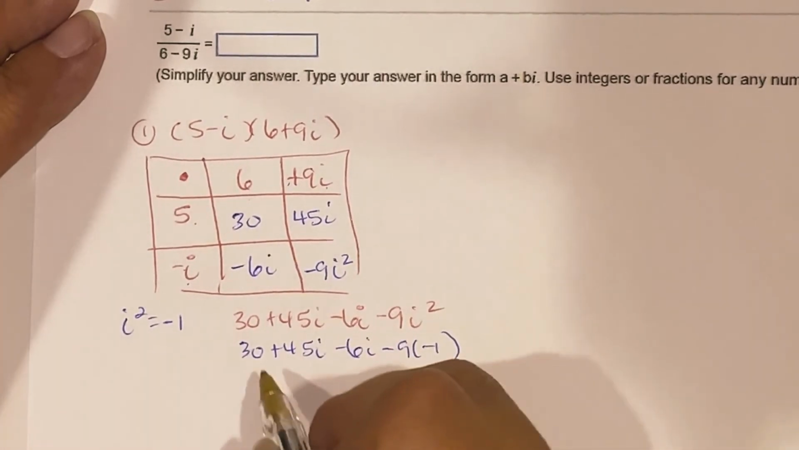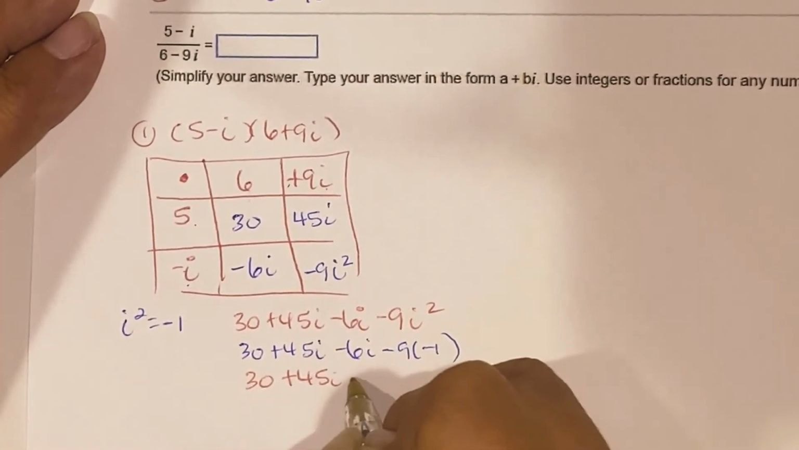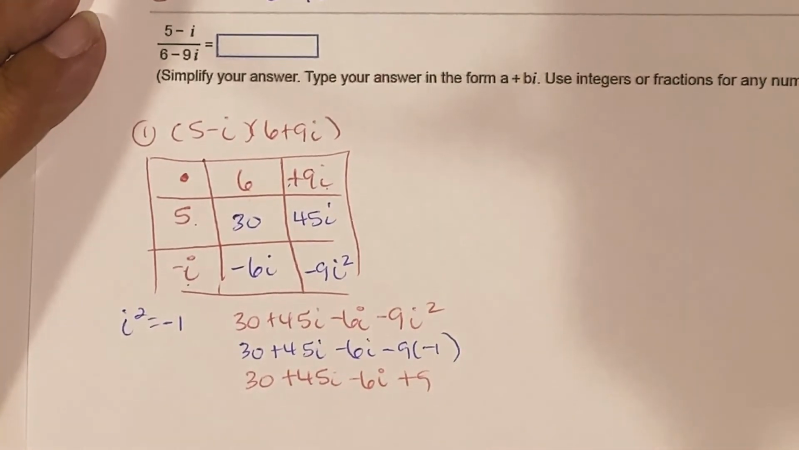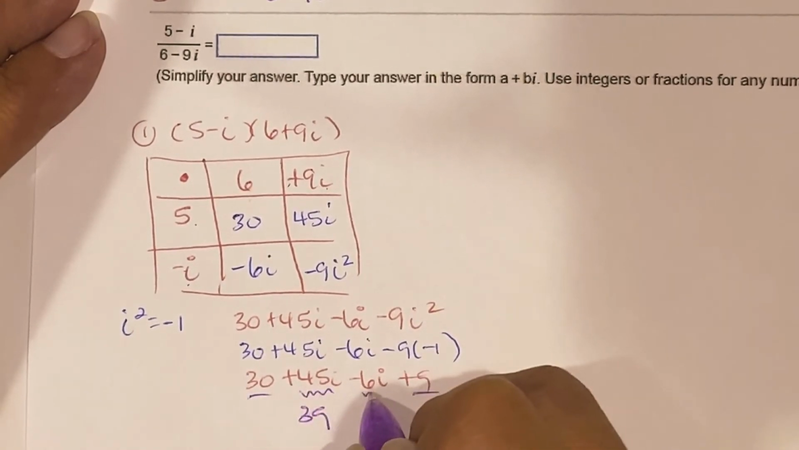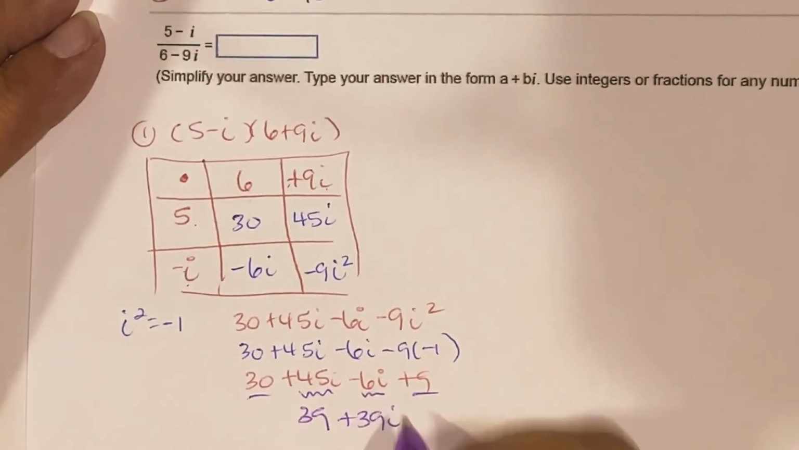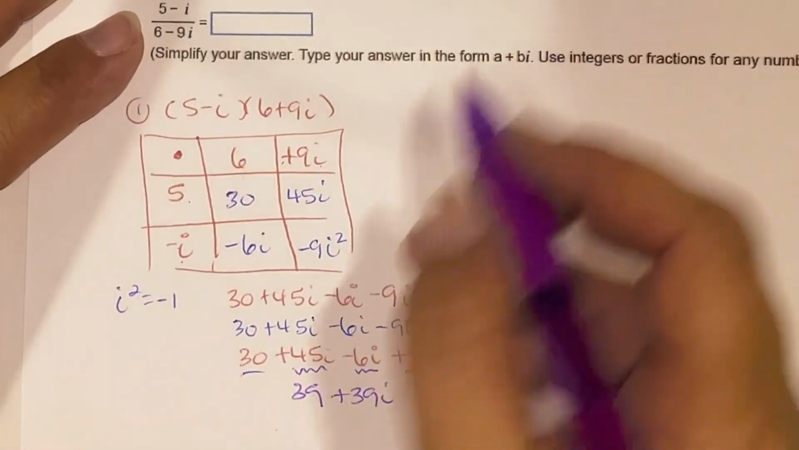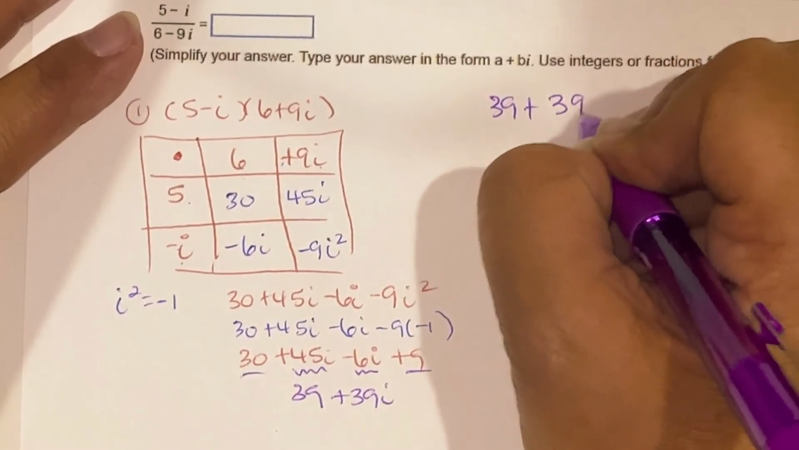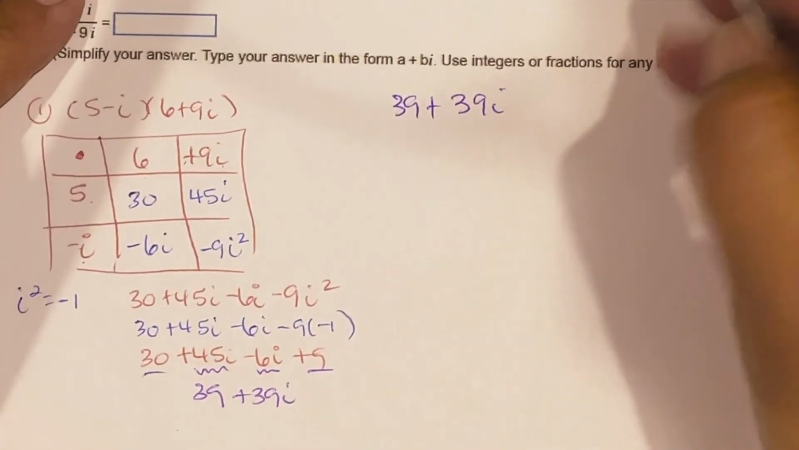So combine your like terms, simplify your powers piece first. So negative 9 times negative 1 makes it positive 9. So here's our like terms. 30 and the 9, that's your 39. 45 minus 6, that is 39i. So I'm going to write that here. Then we go to the second part, number 2.